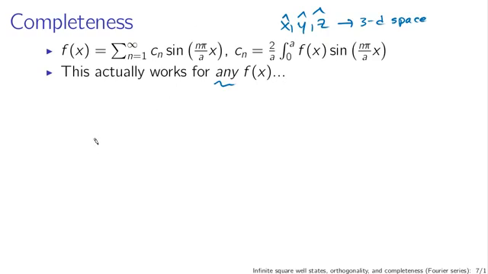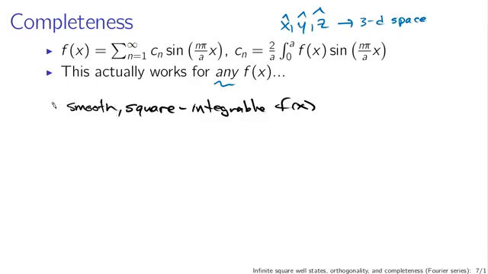Not quite any. Just for the sake of being mathematically rigorous, this is really only going to work for smooth square integrable functions. If f of x blows up to infinity, this isn't going to work. And if f of x has a lot of corners and discontinuities, this isn't going to work either. But for smooth square integrable functions, which happens to be what we really care about for quantum mechanics, this works. How does this actually work out? Why does this actually work out?